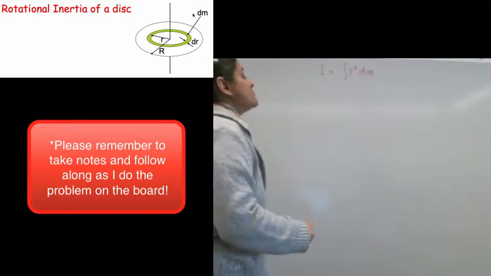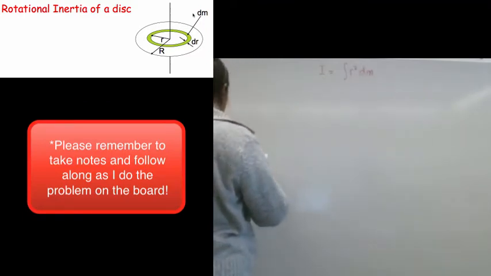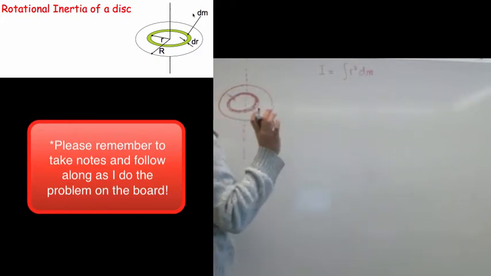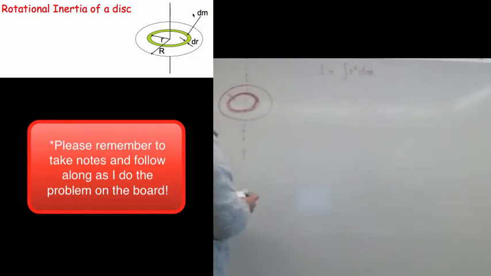But this dm is going to change for this case. So for a disk, what is going to be your dm? Well, if the disk is rotating about its central axis, your dm is going to be this area. We can consider this dm. It's going to have a thickness, let's say dx, but it also has an area that it has to go around.